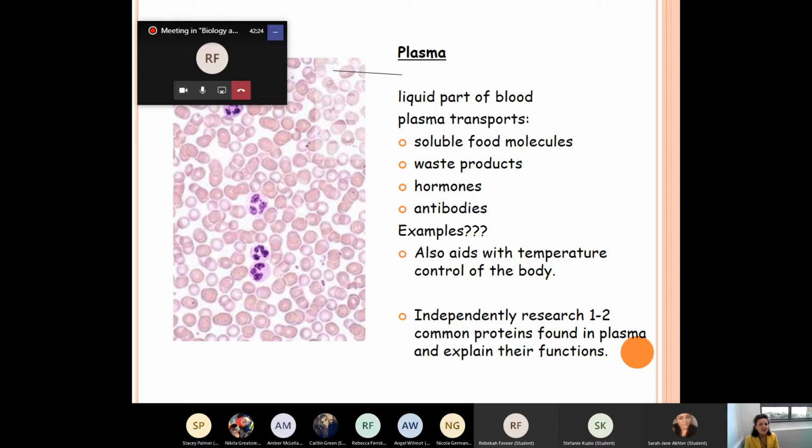Okay, right. So glucose was one example. Anybody else had other suggestions? Calcium. Well, yeah, okay, so things like ions. Sarah Jane, you had a suggestion for another soluble food molecule, which I liked. What was it? Amino acids? Amino acids, spot on.